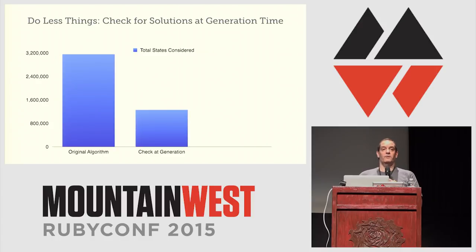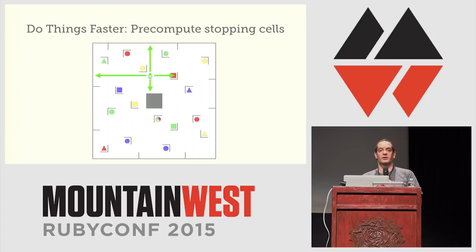Then I started running a profiler, and the next thing I found is that most of my time was being spent trying to figure out where the robot was going to stop, because I had a really dumb algorithm. I was just going, can I move? Can I move? Can I move? Oh, I got to stop there. And that was where all the time was going. And so what I did is I pre-computed the stopping cells for the robots. So for each cell on the board and for each of the 4 directions, figure out, if I move that direction, where am I going to stop? And I didn't consider other robots in this pre-computation.